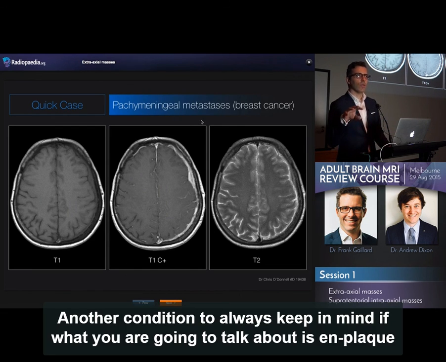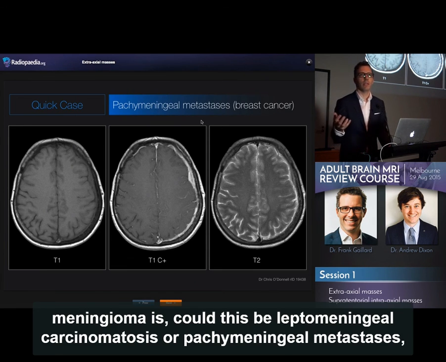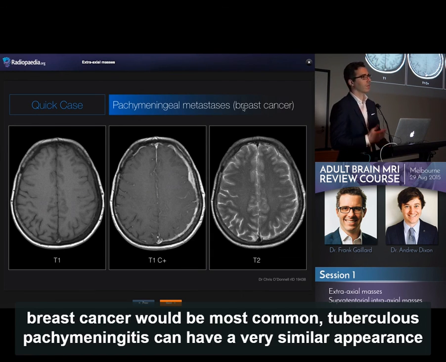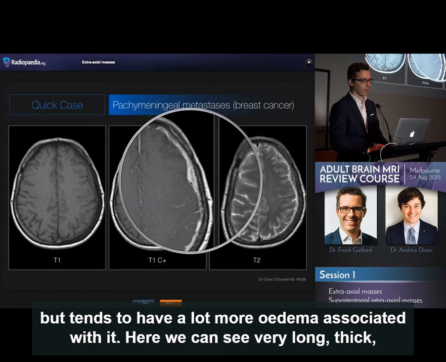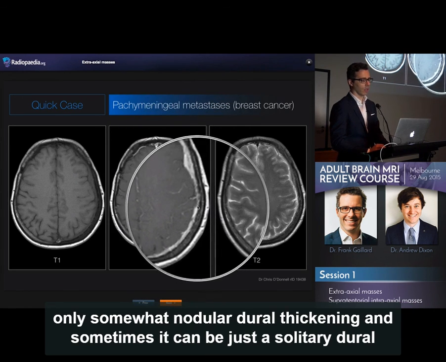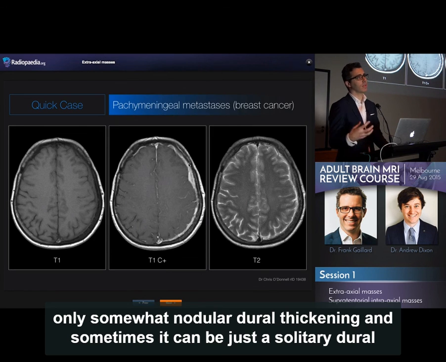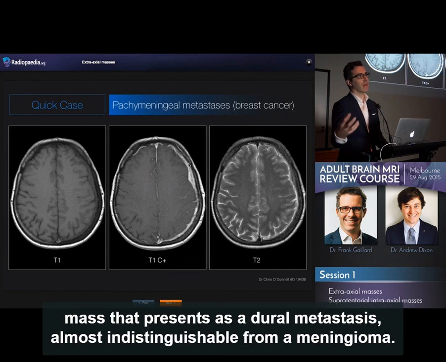Another condition to always keep in mind if what you're going to talk about is en plaque meningioma is could this be leptomeningeal carcinomatosis or pachymeningeal metastases. Breast cancer would be most common. Tuberculous pachymeningitis can have a very similar appearance but tends to have a lot more edema associated with it. And here we can see very long, thick, only somewhat nodular dural thickening, and sometimes it can be just a solitary dural mass that presents as a dural metastasis, almost indistinguishable from a meningioma.